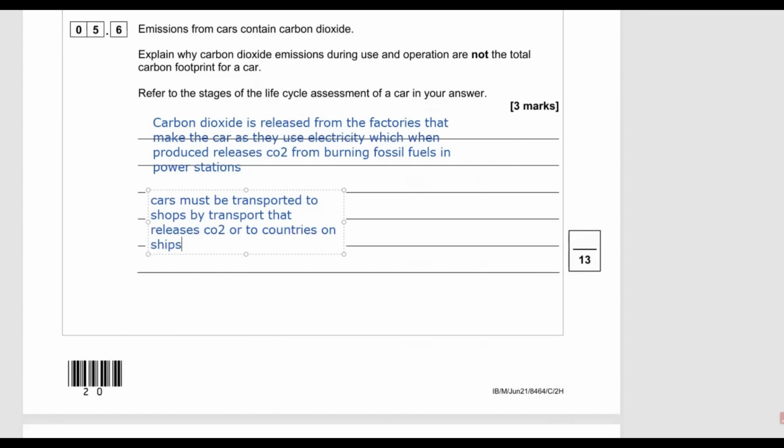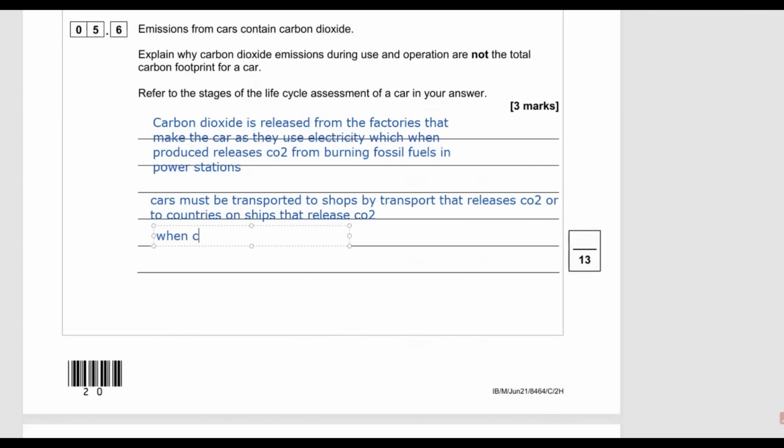We've then got inside the factory, when the car's being assembled, when the metals are being put together and the tires and the wheels, machines are using electricity or energy to do this, and this is going to release carbon dioxide unless they're completely supplied with green energy, which is not going to be the case.